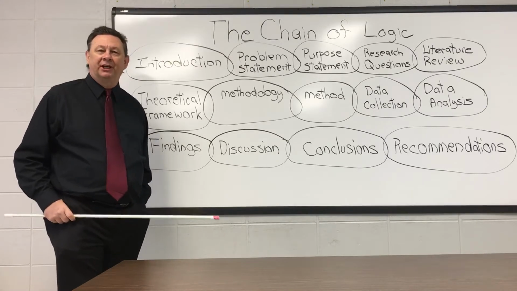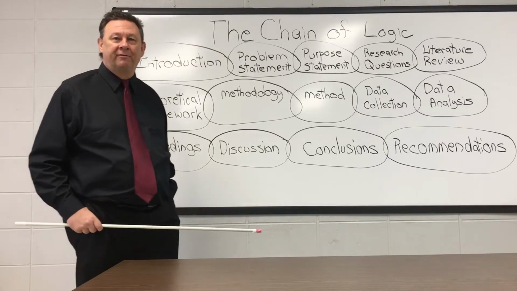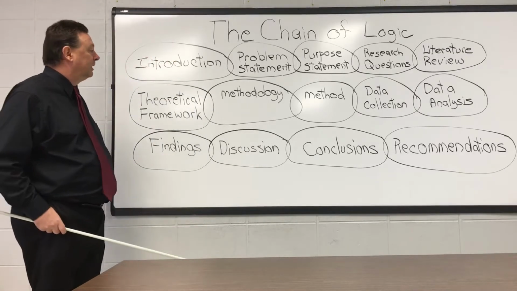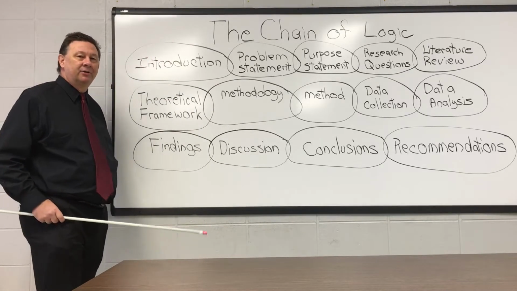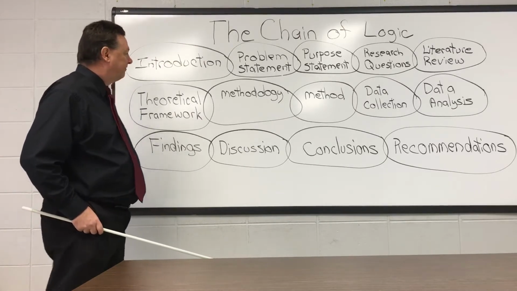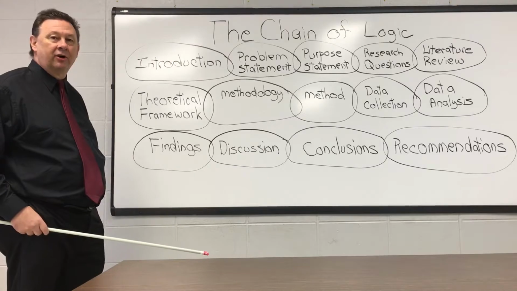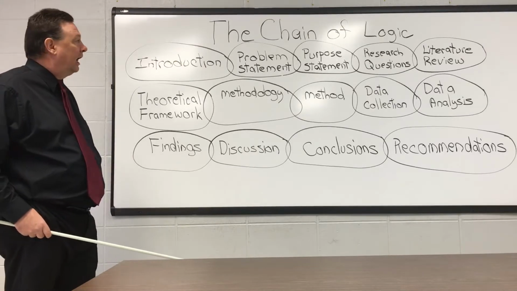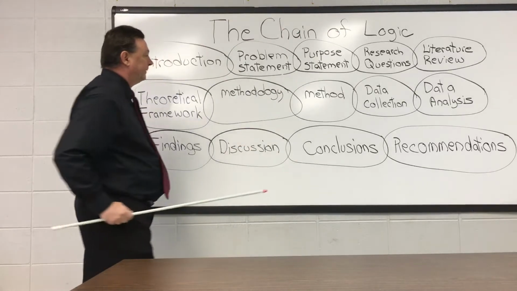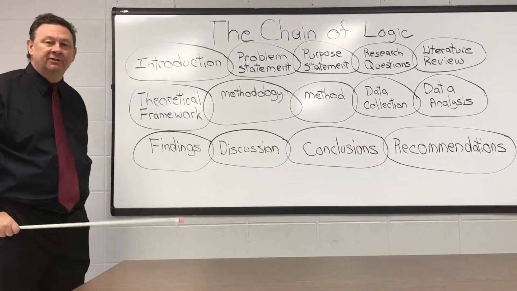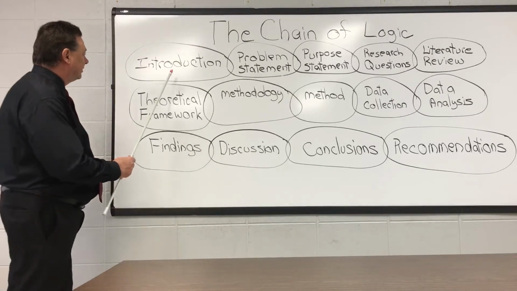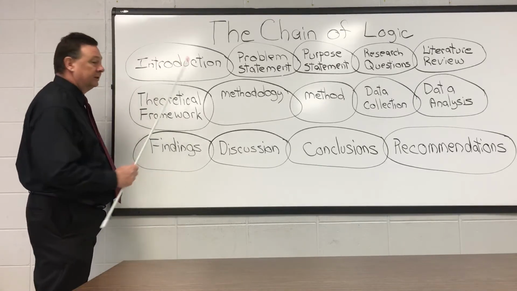The last time I checked, there are approximately 33 or 34 parts to a dissertation. But when you look at the internal mechanism of a good dissertation, there are 14 elements that are logically connected. I call this the chain of logic, and I have all 14 of the links to that chain on the board here. I'll begin with the first link in the chain, which is the introduction.